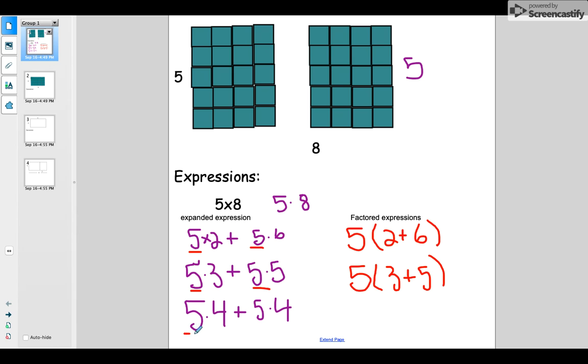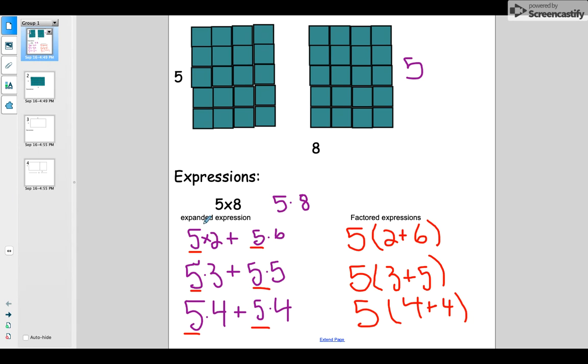And the last one, my common factor again is 5. And then inside, I would say 4 plus 4. Either way, I'm still going to get back to my original number of tiles, which was 40. I'm just breaking them apart differently each time.